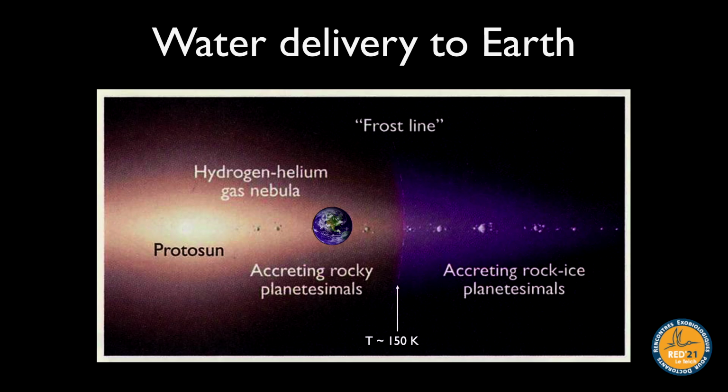So how did Earth get its water? Well, in this very simple cartoon picture, we think that for Earth to be mostly dry, it had to have formed inside the snowline, where the temperature is too hot to use ice as a building block. So we think that's where Earth formed, interior to the snowline.